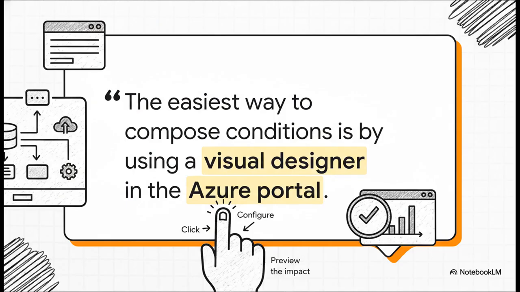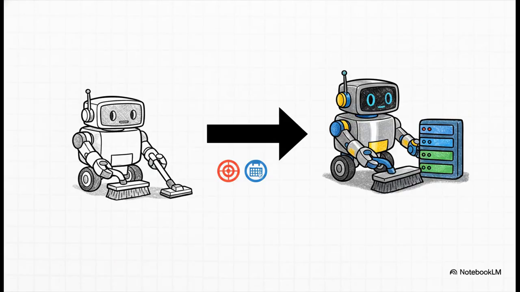The source material puts it perfectly. The easiest way to compose conditions is by using a visual designer in the Azure portal. You don't need to be a developer. You literally just click and configure. You can even preview what your rules will do before you hit save. It's awesome.